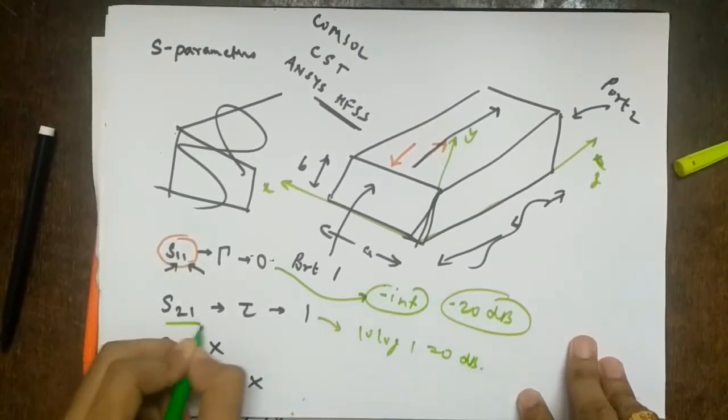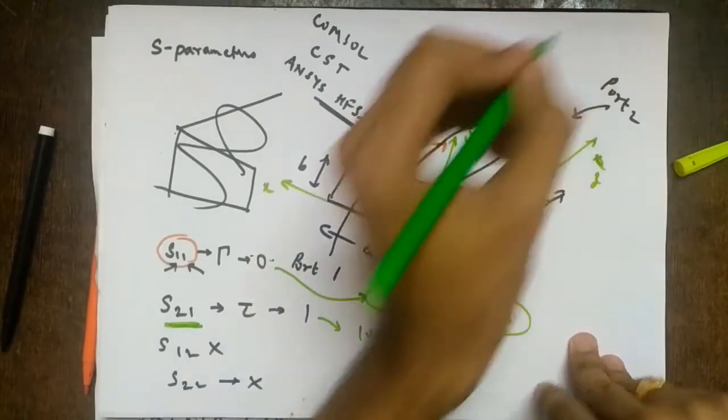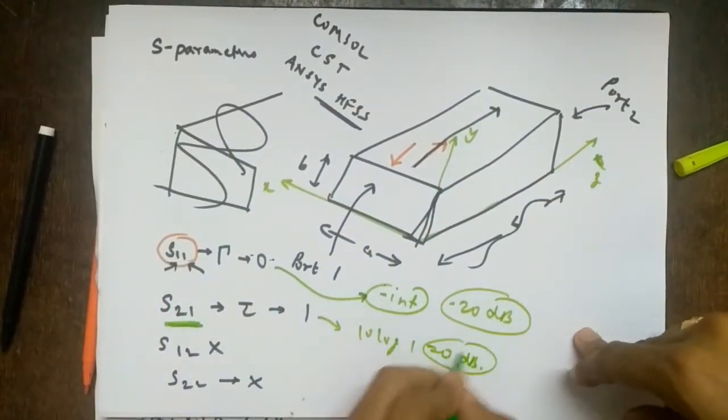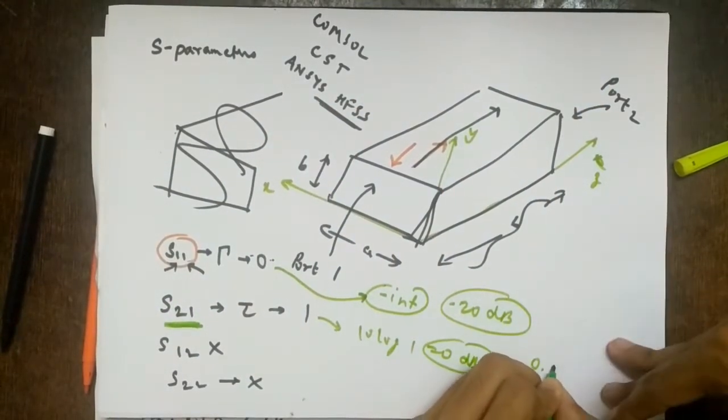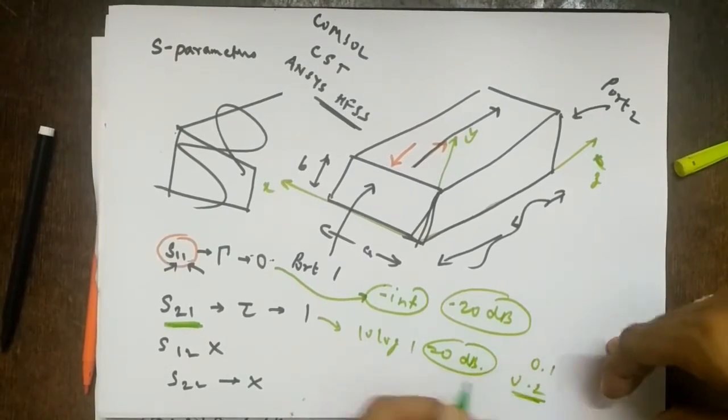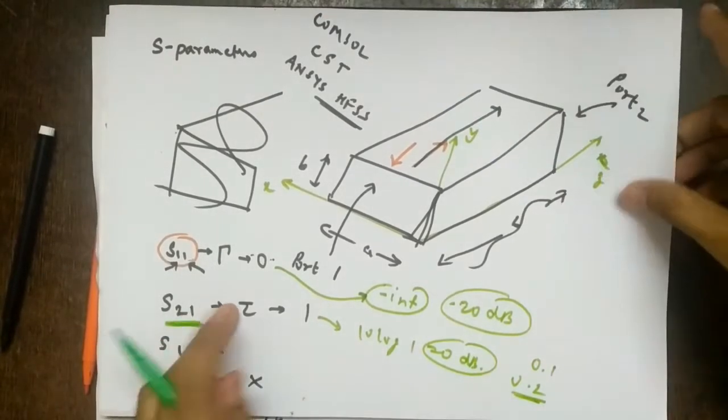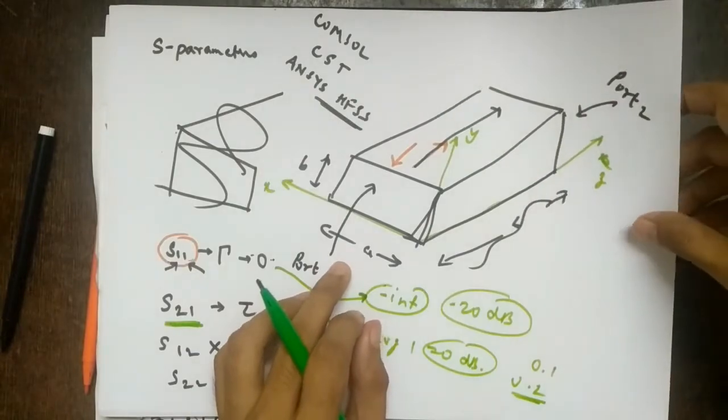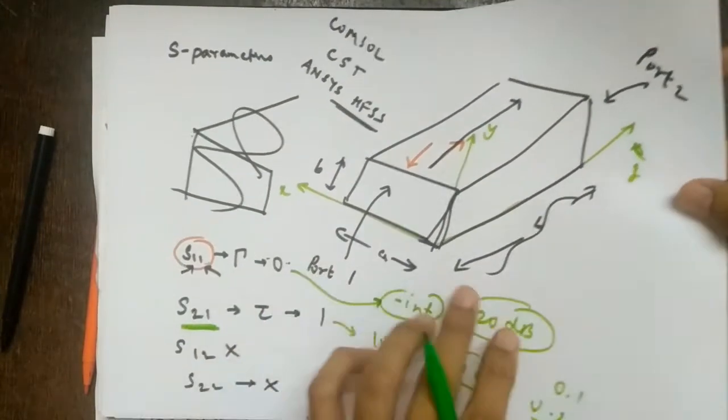So ideally S21 should be 0 dB, that is 100% of the power should be reflected, but practically this is not possible. So values like 0.1, 0.2 are also acceptable, right? This is the basic introduction we had to S parameters in the last week, right?